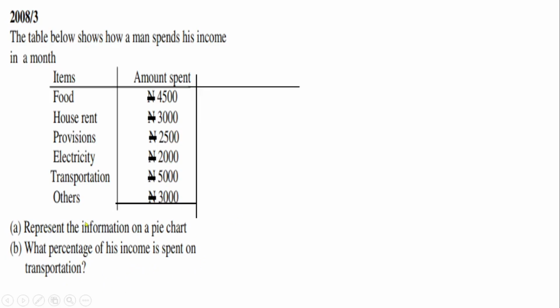So the first thing we want to do is to draw the pie chart, and to draw the pie chart, that means we need sectorial angles. So we need to first of all prepare the sectorial angle column by writing that here. Then we can calculate the sectorial angles by adding all the amounts of the items together, because we are going to use that in the formula, and that gives us 20,000.